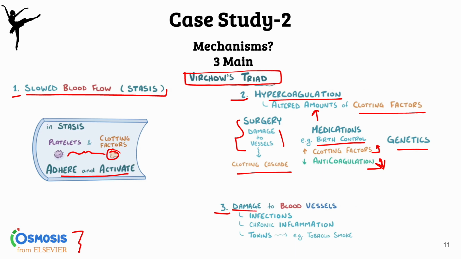The third one is the damage to blood vessels. This can happen during infections, during chronic inflammation, and especially in an individual who has been doing tobacco smoking for a long time. Although Fiona doesn't have any history of smoking, she does have birth control for almost 10 years and had surgery. So these are the two main reasons by which you can say that she does have pulmonary embolism, right?